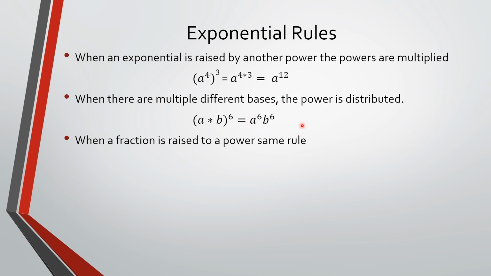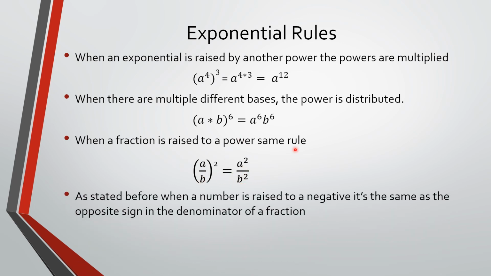Depending on what's presented. So when a fraction is raised to a power, same rule. When a fraction is raised to a power, like we have a divided by b, we're just going to use the same rule and distribute. So we just distribute the square, or the second power, to the a and the b. So this is the same as this. If you put this in with parentheses and raise it to the second power in your calculator, and you put values in here, it's going to equal what you get if you do this.